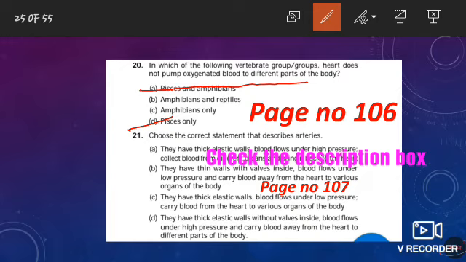Now question number 21. We have to choose the correct statement about arteries. The correct statement about arteries is that they have thick elastic walls, without valves. Blood flows under high pressure and they carry blood away from the heart to the different parts of the body. So option D is correct.